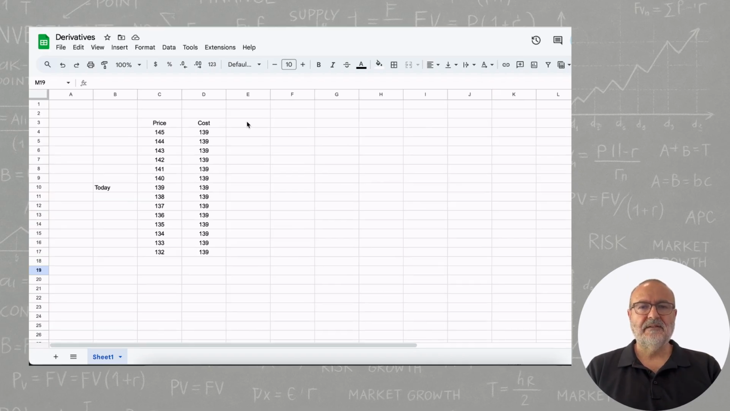Next, we add the number of shares. We will be buying 100 shares for this example. Number of shares does not change as price changes.